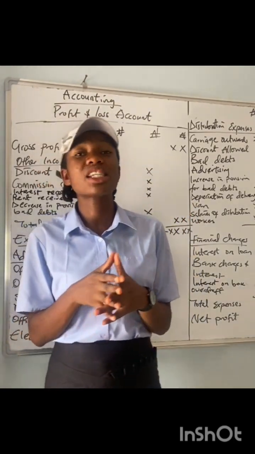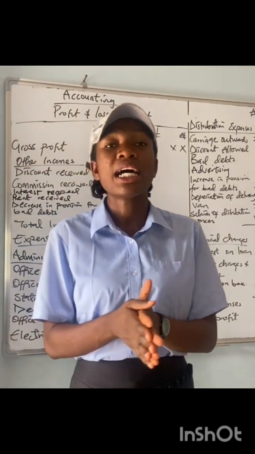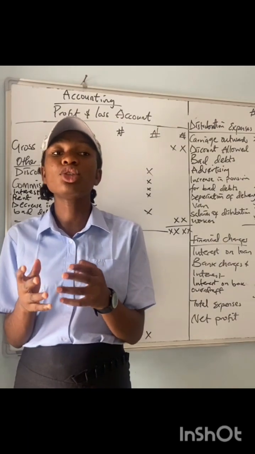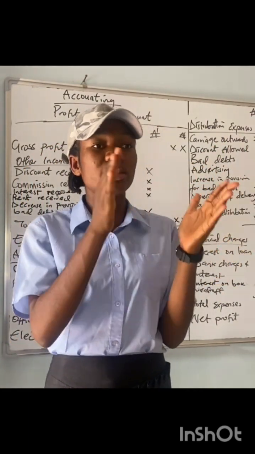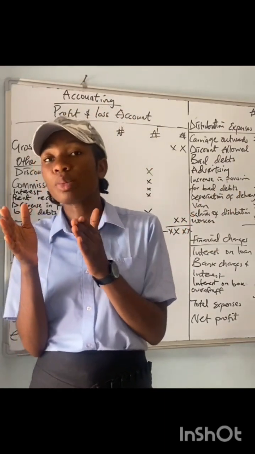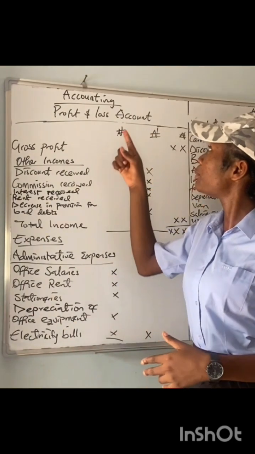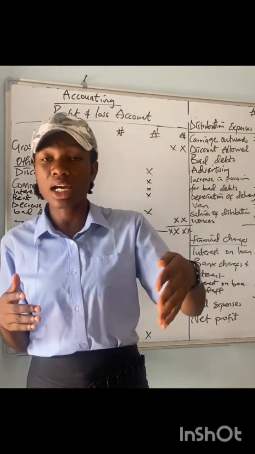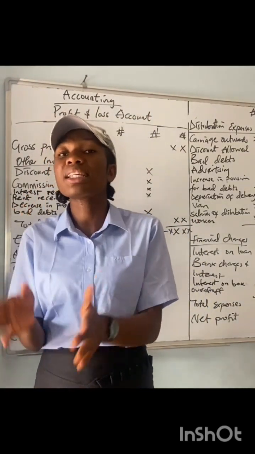We are still on our series on the final account of a sole trader, and we are on the statement of comprehensive income. In our previous video, we saw how to prepare the trading account, which is the first part of the statement of comprehensive income. In this video, we are going to look at the profit and loss account, also called the profit or loss account. That's the second section of the statement of comprehensive income.